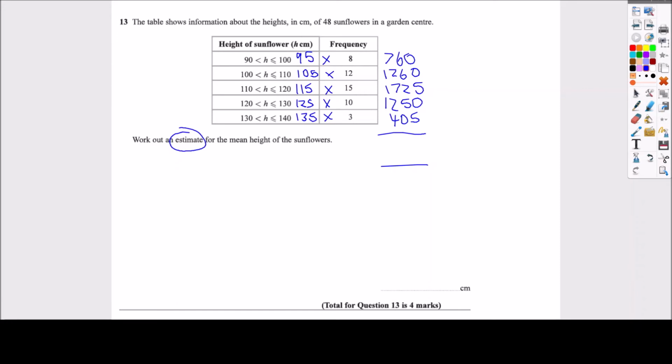And that equals 5,400. So 5,400 height divided by the number of sunflowers. To be careful, don't just do the number of rows, it's the number of sunflowers, which is 48. So 5400 divided by 48 gives us 112.5.